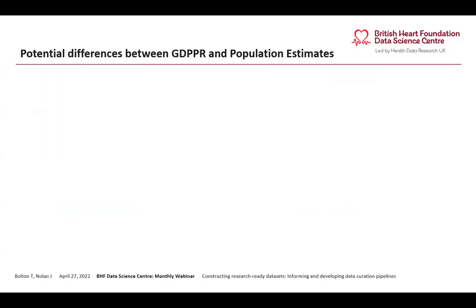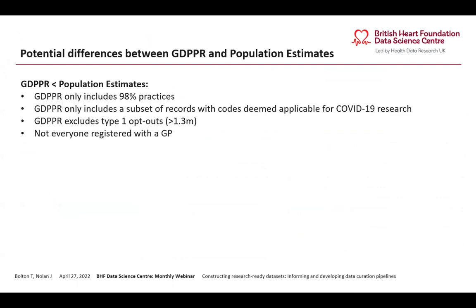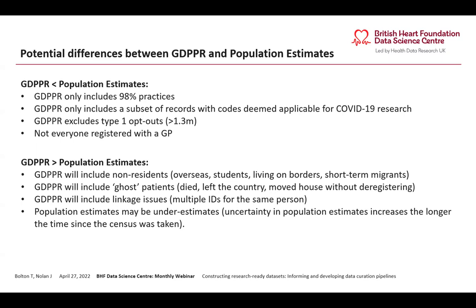So what are the reasons for the differences between GDPPR and population estimates? We might potentially expect GDPPR to be less than population estimates for the following reasons. GDPPR only includes 98% of practices. It only includes a subset of records with codes deemed applicable for COVID-19 research. GDPPR excludes type 1 opt-outs, currently around 1 million. And finally, not everyone is registered with a GP.